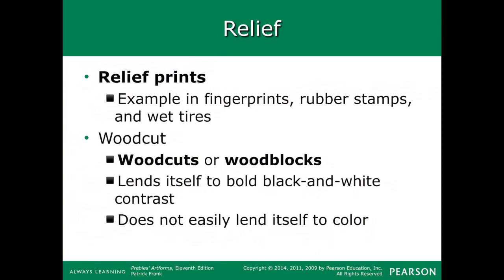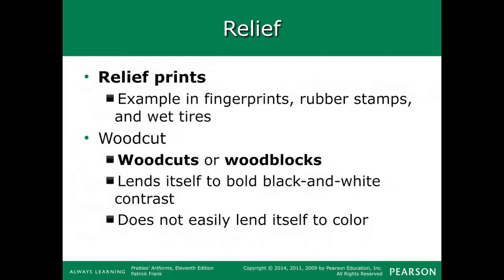An example of a relief print is something like a fingerprint or a rubber stamp or even a wet tire. So a relief print is basically something that is left over from an object. A lot of these relief prints are something like a woodcut or a wood block print. Many woodcut prints lend themselves to bold black and white contrast. When looking at prints, you can almost guess that one is made from a woodcut if it's only black and white.